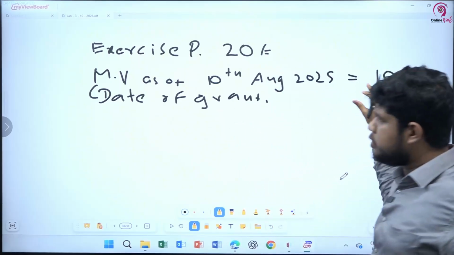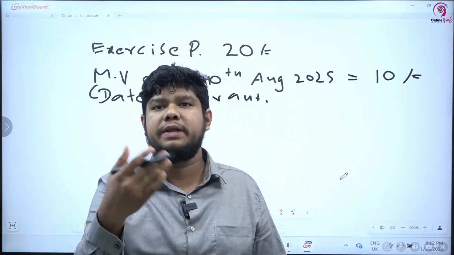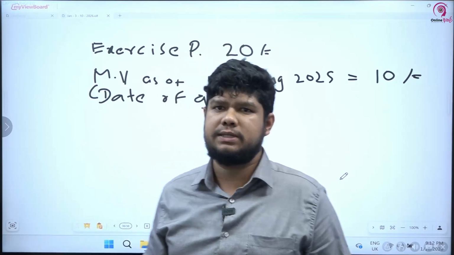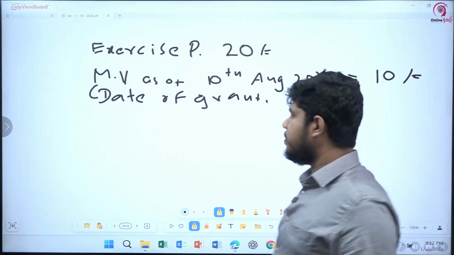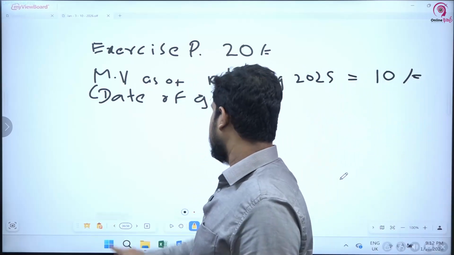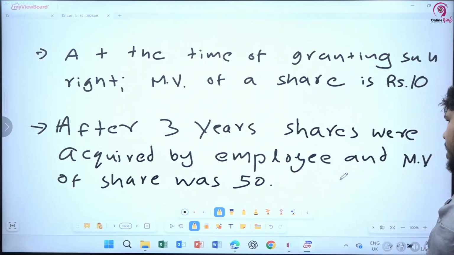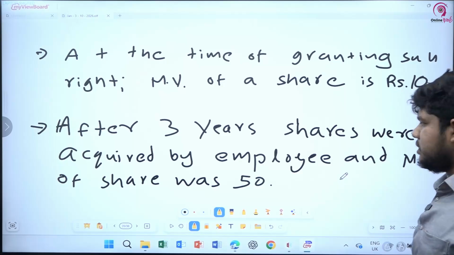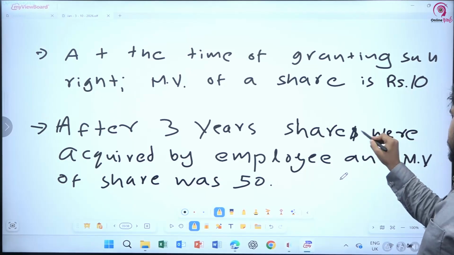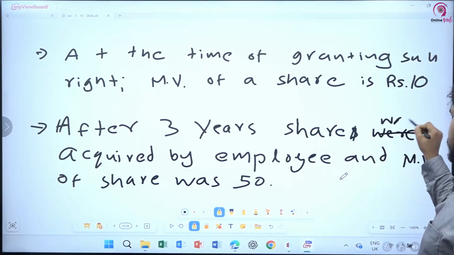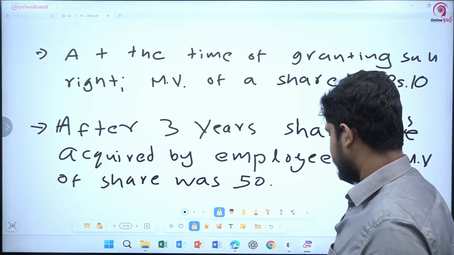So it's also a benefit, but you don't take it into account. Why it's specifically excluded, we will discuss under subsection 3 of section 5, right? You take it on the date of allotment only. Now let's say other information. After 3 years, a share was acquired by the employee and the market value of the share was 50, right?